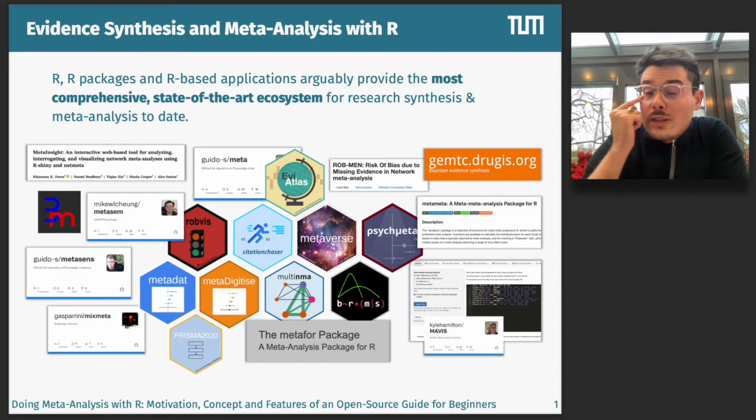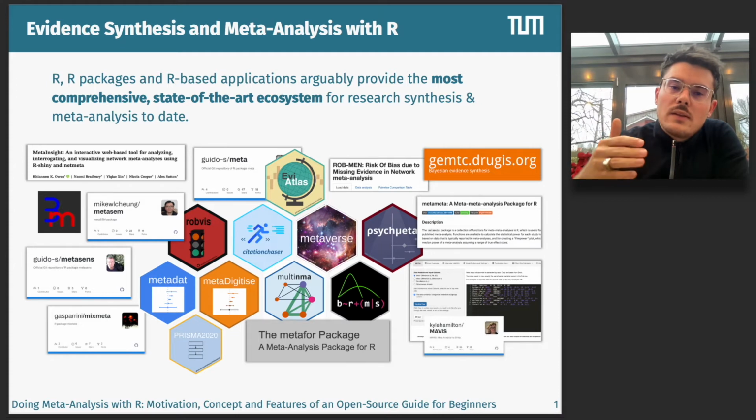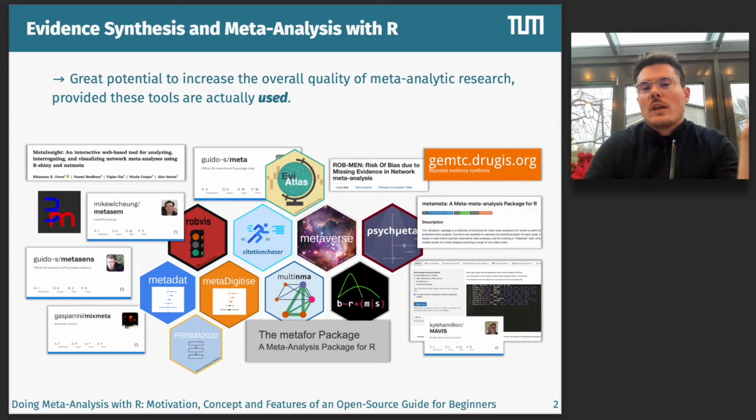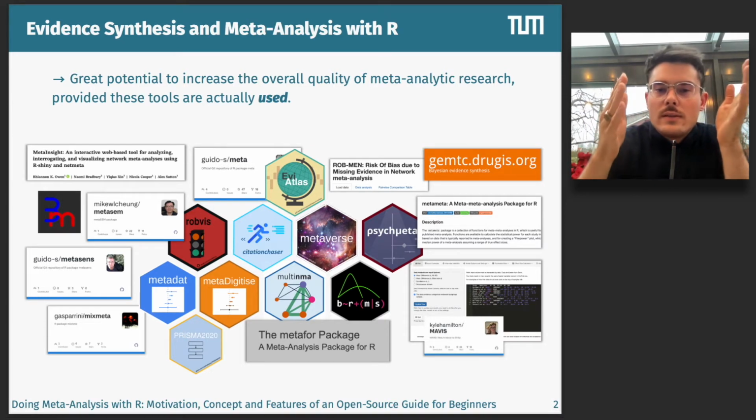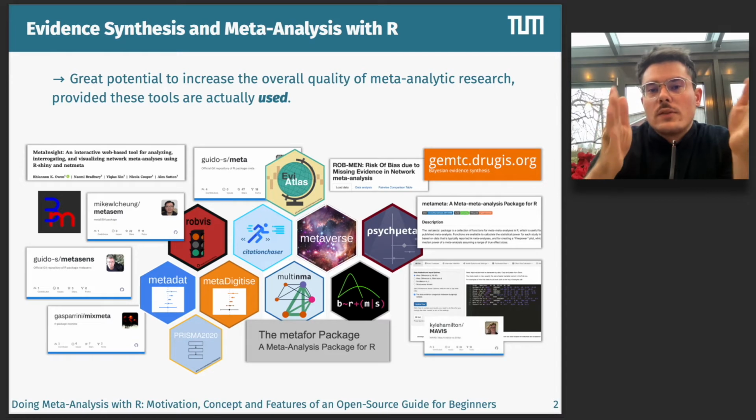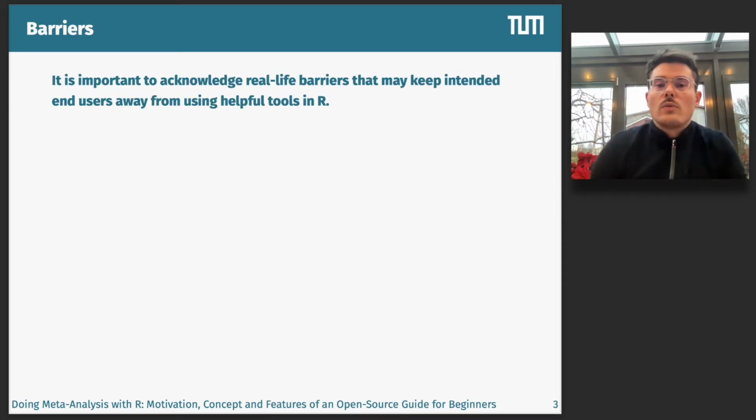I think that many people will agree that R packages, R-based tools arguably provide the most comprehensive state-of-the-art ecosystem for research synthesis and meta-analysis that we have to date. I also believe that this entire ecosystem has an enormous potential to increase the overall quality of meta-analytic research. However, this of course rests on the assumption that applied researchers across disciplines know that these tools exist and how to apply them properly. Therefore, I think it's really important to acknowledge a few real-life barriers that may keep intended end users away from using tools in R, for example, packages that may actually be very helpful for them.